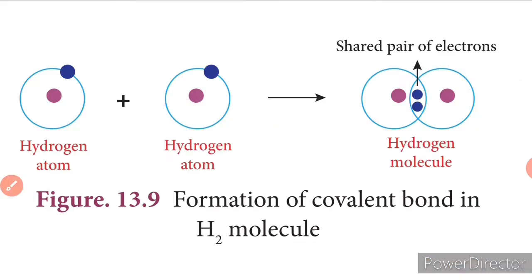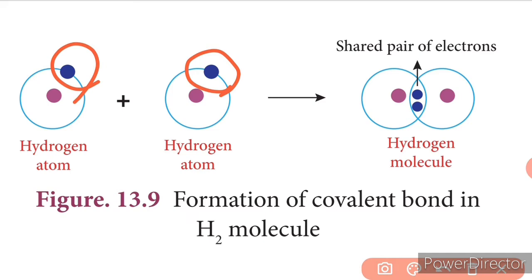Now let's see an example for the formation of the covalent bond. Here we are going to see the formation of the hydrogen molecule. How is a hydrogen molecule formed? A hydrogen molecule is formed by two hydrogen atoms. While forming the hydrogen molecule, both the hydrogen atoms will contribute one electron. Now see here, hydrogen has one electron in its outermost orbit. Here also you have one hydrogen with an electron in its outermost orbit.